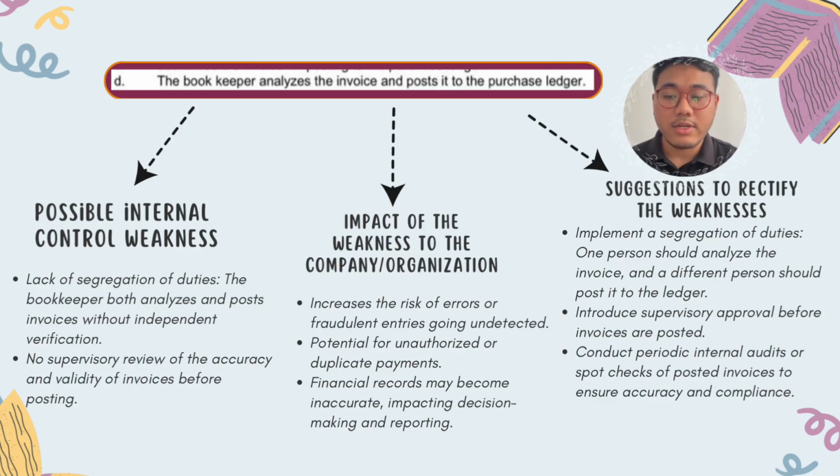Potential for unauthorized or duplicate payment. Financial records may become inaccurate, impacting decision making and reporting. Suggestion to rectify the weakness: implement segregation of duties. One person should analyze the invoice and a different person should post it to the ledger. Introduce supervisor approval before invoices are posted. Conduct periodic internal audit or spot checks of posted invoices to ensure accuracy and compliance.